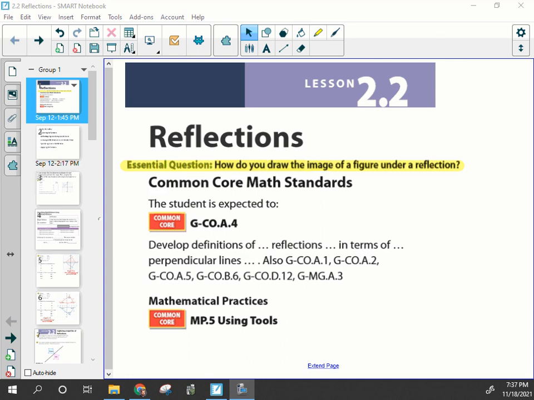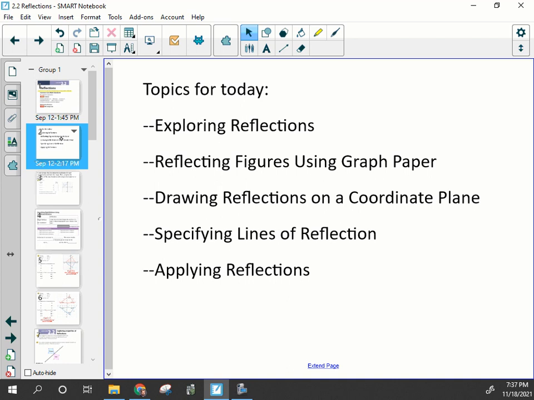Welcome. Today we're going to look at reflections, 2.2. We're continuing our unit on transformations. We looked at 2.1, which is translations. 2.2 here now is reflections. We're going to explore reflections. We're going to look at reflecting figures, drawing reflections on the coordinate plane, and looking at lines of reflections.